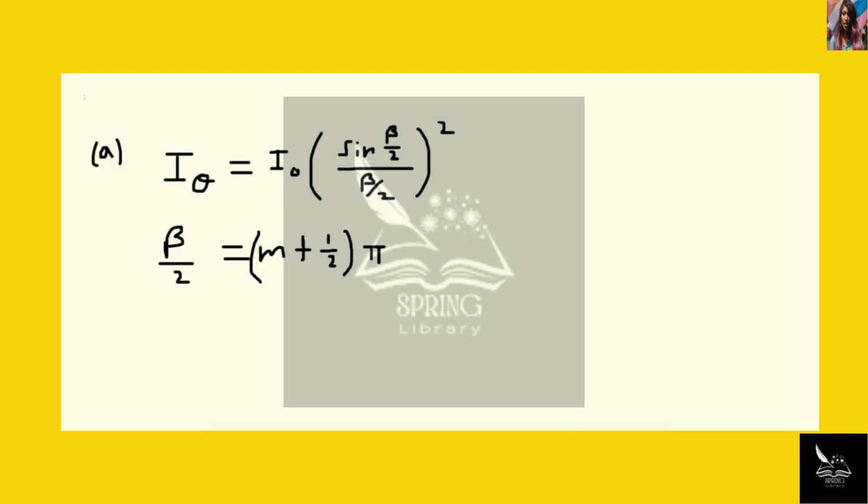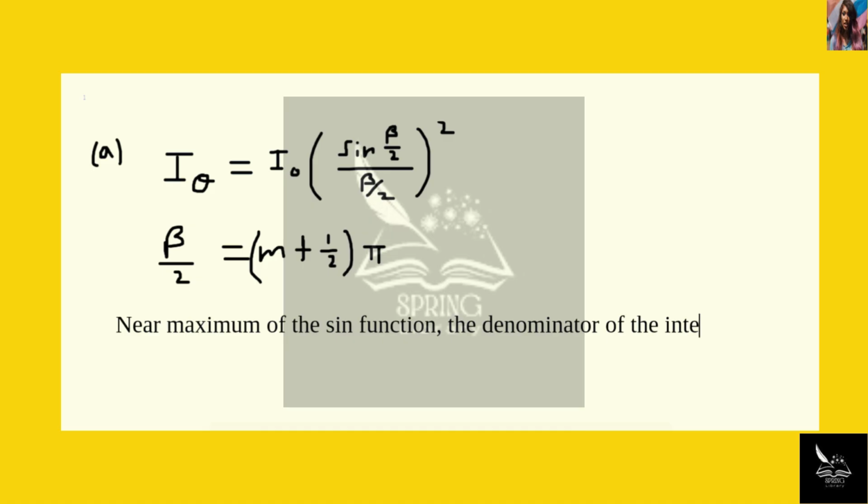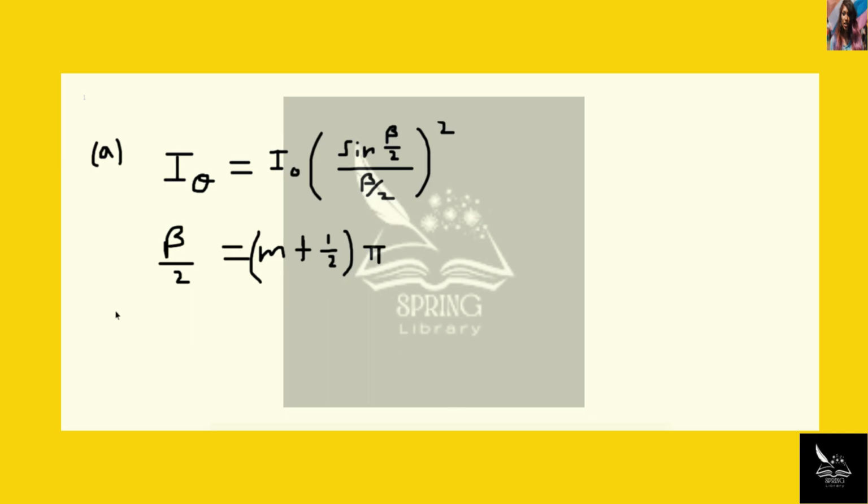So the diffraction intensity given by the equation I theta is equal to I naught times sine beta over 2 divided by beta over 2, all squared, is the ratio of the sine function and beta over 2. But near the maximum of the sine function, the denominator of the intensity equation also increases, which causes the intensity to decrease more rapidly than the sine function causes it to increase. Thus, the intensity reaches a maximum slightly before the sine function reaches its maximum value. Hence, the secondary maximum does not occur precisely at beta over 2 equal to m plus 1/2 pi, where sine beta over 2 is maximum.